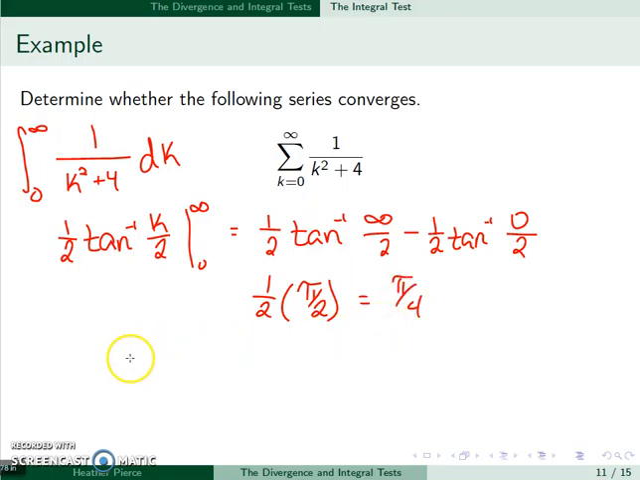Since my integral converges, I can determine that this series converges. I cannot necessarily say that this series also converges to pi over 4 just because the integral does. However, I can say that it does converge.